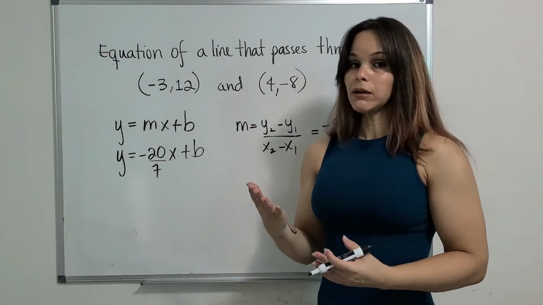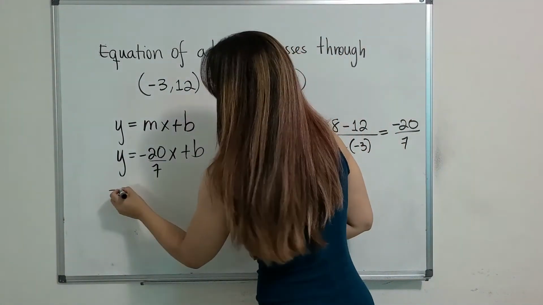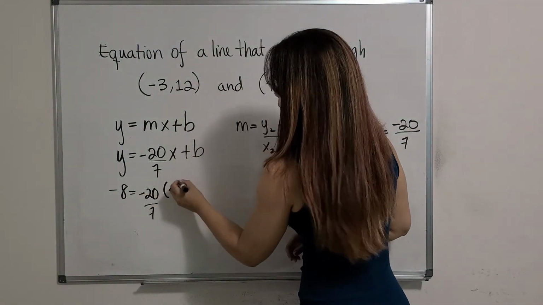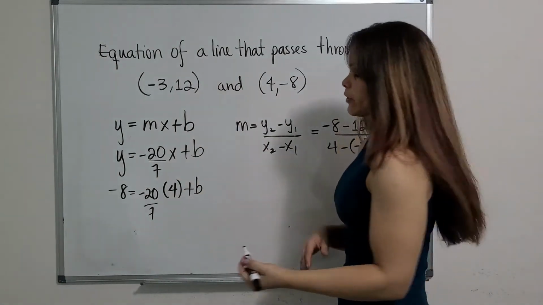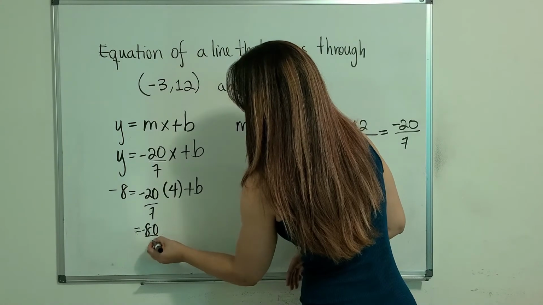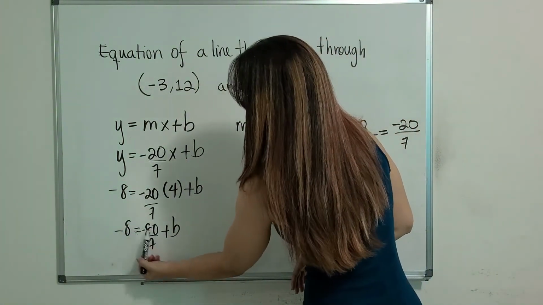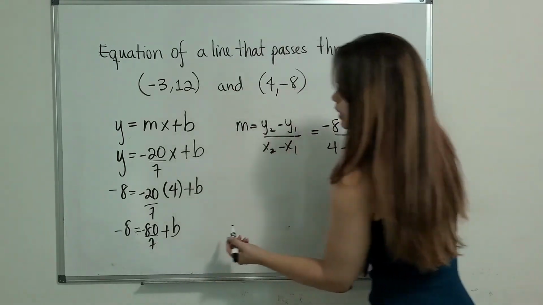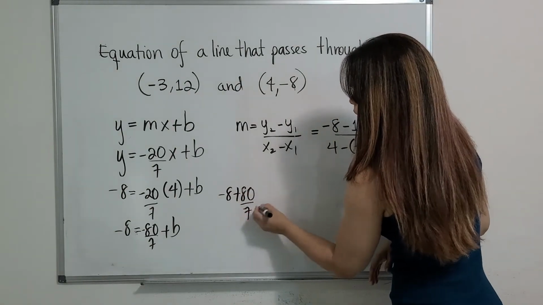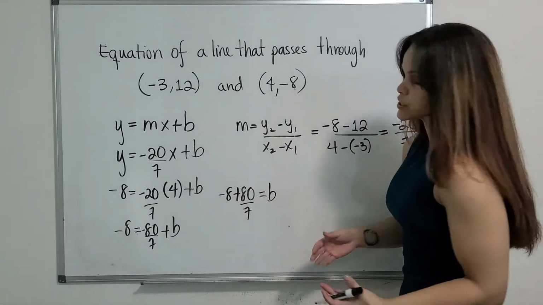So I'm left with b. I'm going to be able to find b and finish up the equation. So it's going to be -8 = -20/7 times 4 plus b, and just finish simplifying. So this is multiplication, so it's going to be -80 over 7 plus b. So I finish up adding, so I can solve for b. So adding 80 over 7, so it's going to be -8 plus 80 over 7. So I'm adding fractions, so I need to find the common denominator, which is going to be 7.